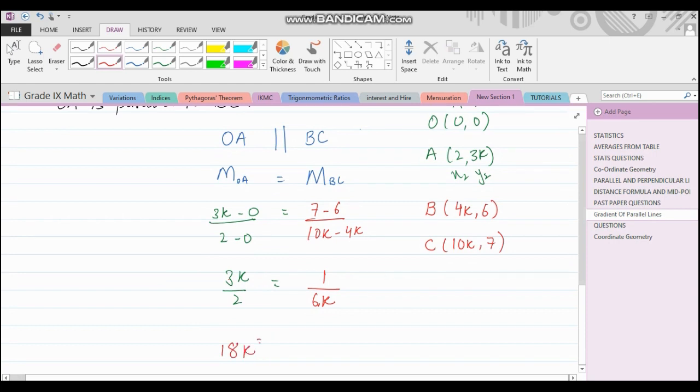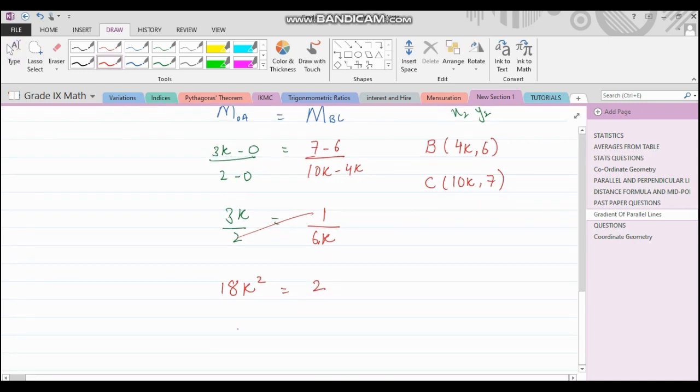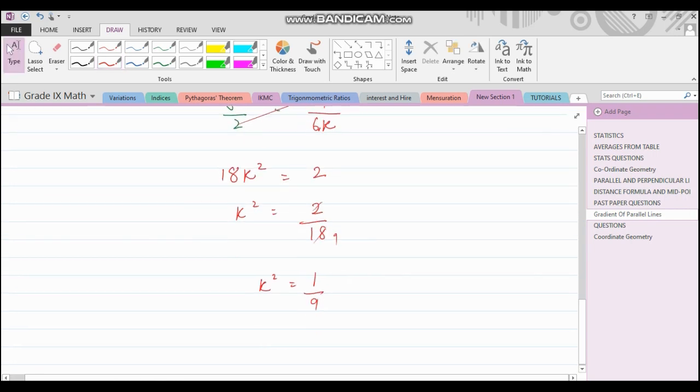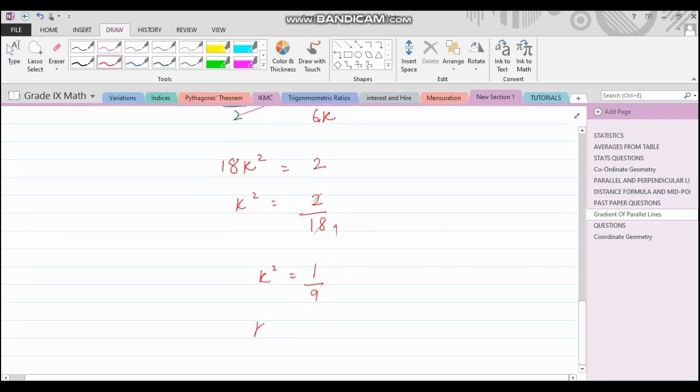So cross multiplying it, getting 6 over here, 6 times 3 would give me 18, and k times k would give me a k squared, and 2 would be multiplied by 1 here, giving me 2. Now the answer would be k squared is equal to 2 divided by 18. That would give me 1 over 9, since 2 ones are 2 and 2 nines are 18. Again, now we have the value for k squared, but we need it for k, so the square will return to the other side, making it a root.